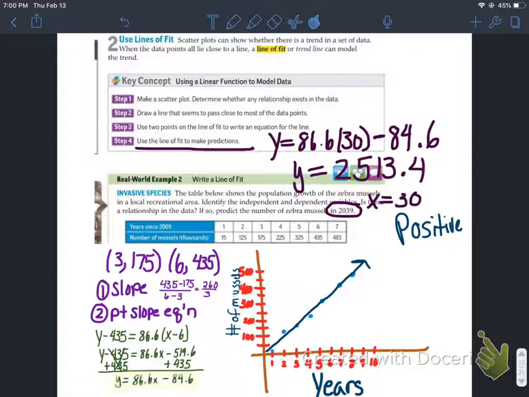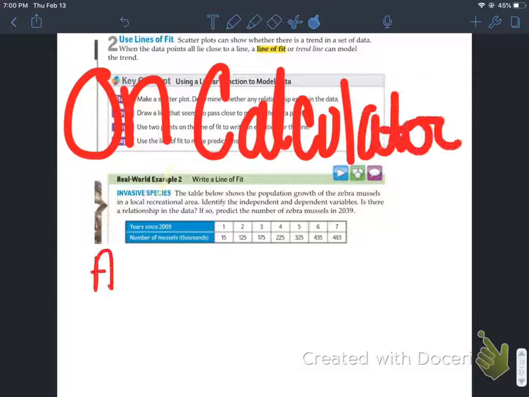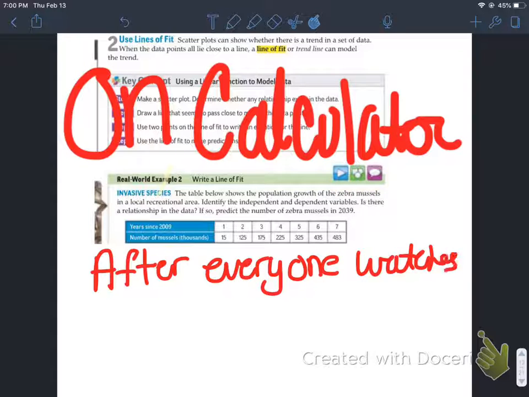So I will pause on the screen for a second so you can get caught up. You can also pause the video so that you can finish writing it down. Next, you will skip the You Try, because I'm going to show you how to do this all on a calculator after everyone watches this video.